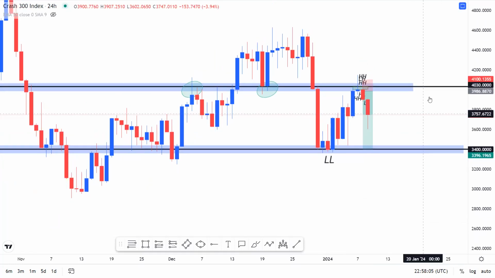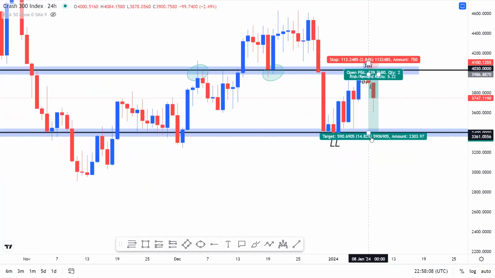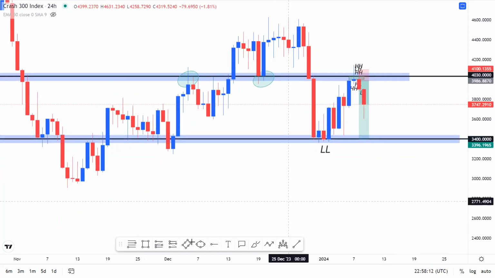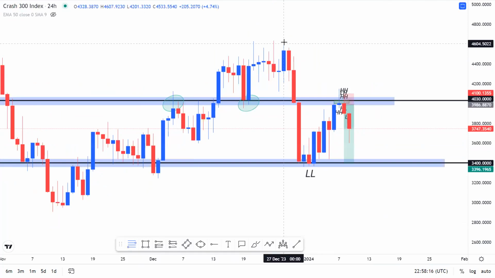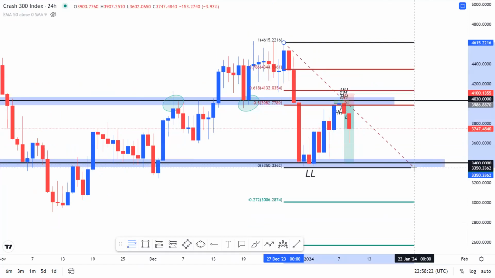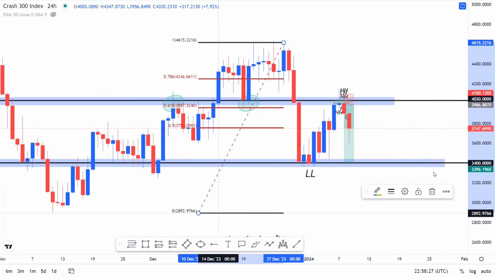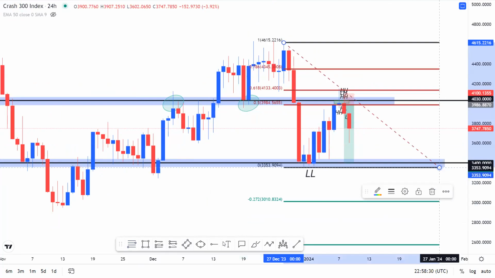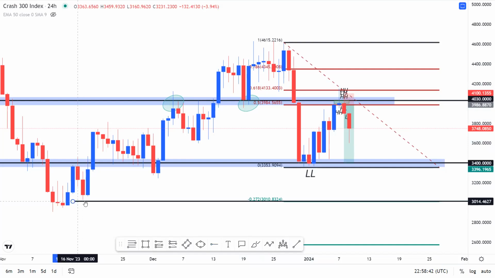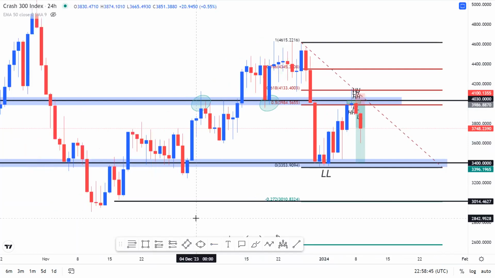And then once this level is broken, I'd love to see price trade much lower into my next level take profit targets being the negative 27.2 Fibonacci extension. So somewhere right about here, I would have my next level take profit targets.